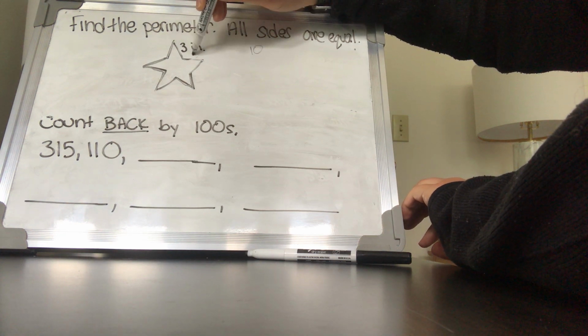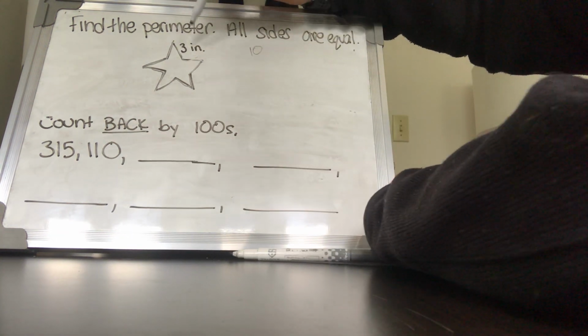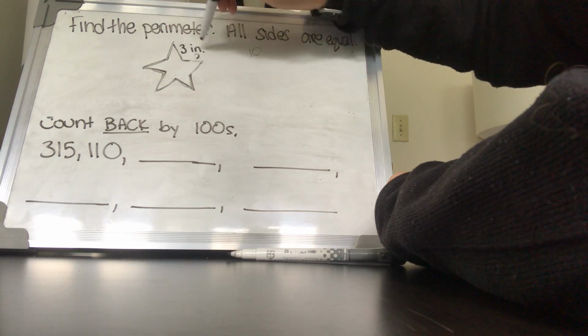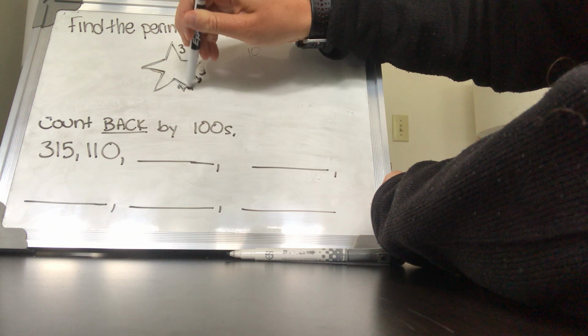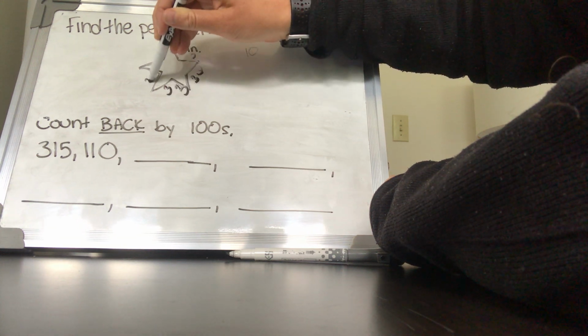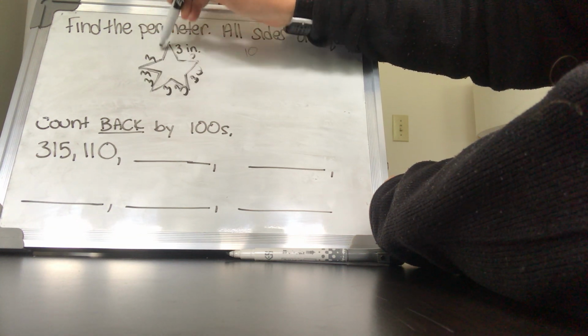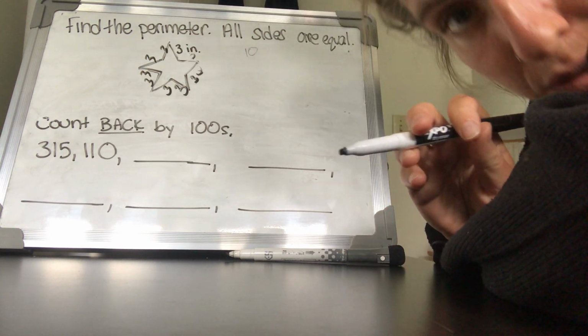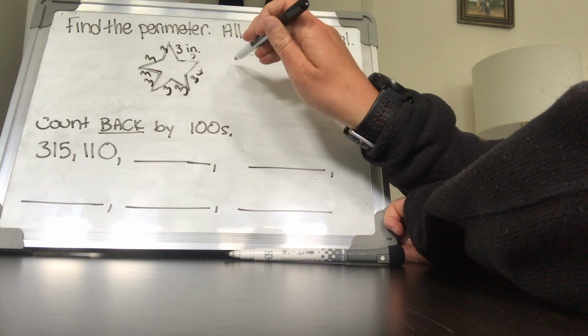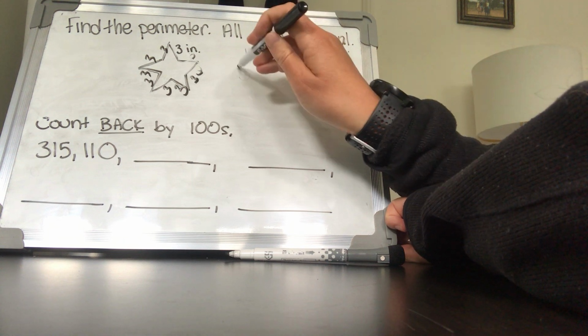Oh, man. My marker's really not helping me here. 3, 3, 3, 3, 3, 3, 3, 3, 3. So I can solve this in 2 ways. One way I could write it is to write out 10 threes.